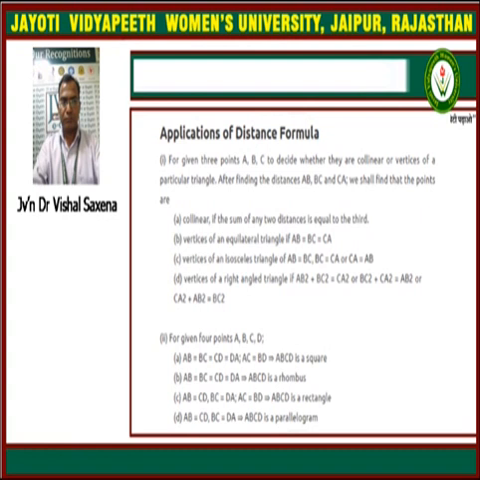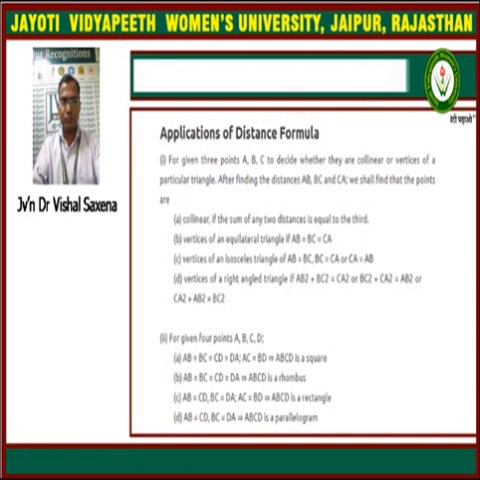If we have to show that ABC is a right triangle, then we can show it by the property of a right triangle, that means the Pythagoras theorem, that is hypotenuse square is equal to base square plus perpendicular square. So we can show AB square plus BC square is equal to CA square, or BC square plus CA square is equal to AB square, or CA square plus AB square is equal to BC square.